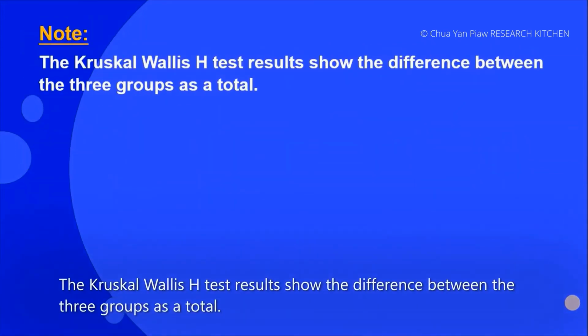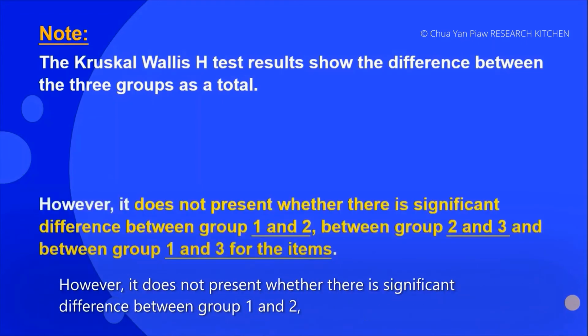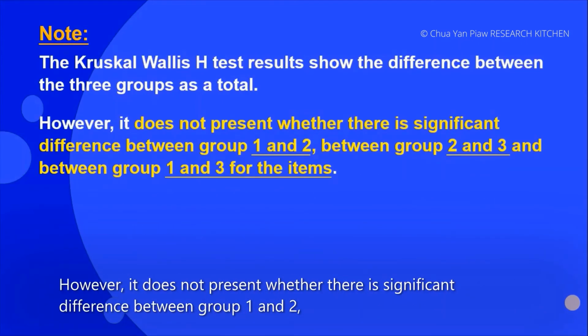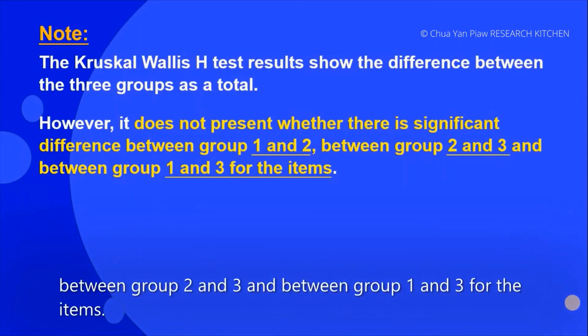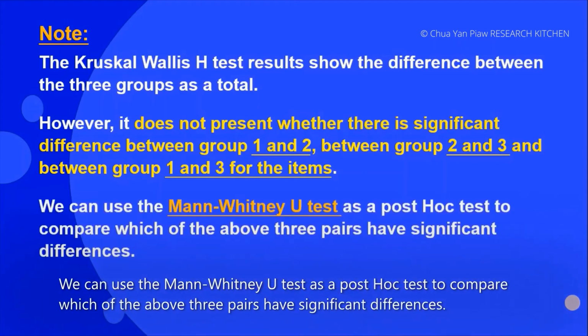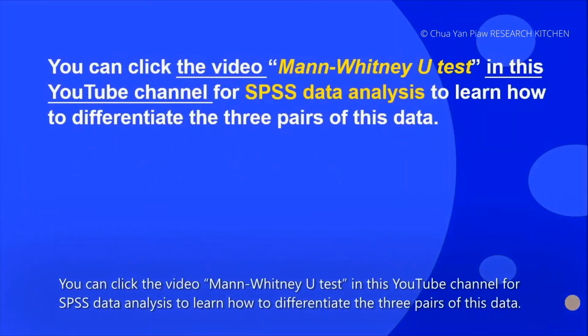The Kruskal-Wallis H test shows that there is a difference between the three groups as a total. However, it does not present whether there is a significant difference between group 1 and 2, between group 2 and 3, and between group 1 and group 3 for the items. We can use the Mann-Whitney U test as a post-hoc test to compare which of the above three pairs has significant differences. You can click the video Mann-Whitney U test in this YouTube channel for SPSS data analysis to learn how to differentiate the three pairs of this data.